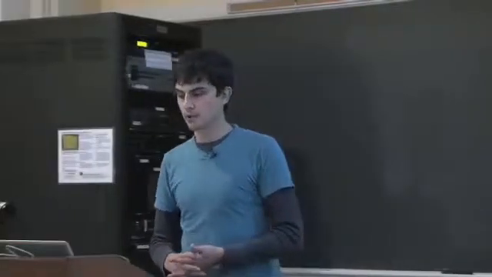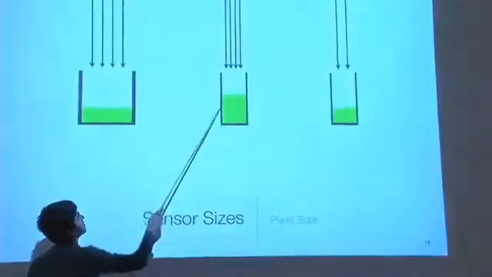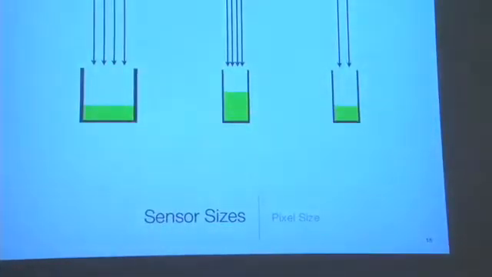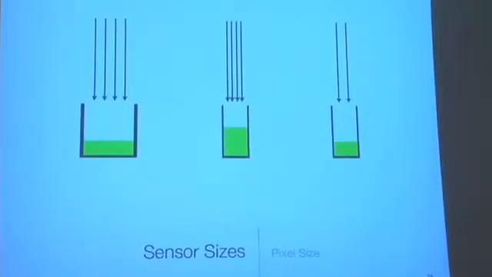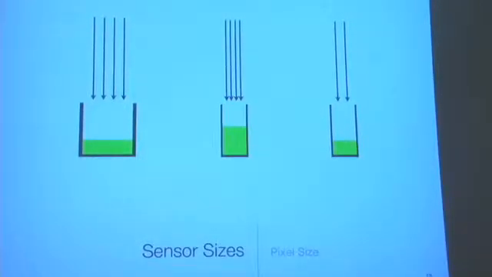And if you remember, when we were talking about having these smaller buckets, you can see that now that fewer photons are capable of being stored in these smaller buckets, increasing the ISO is even more harmful to a smaller camera than it is to a larger camera.